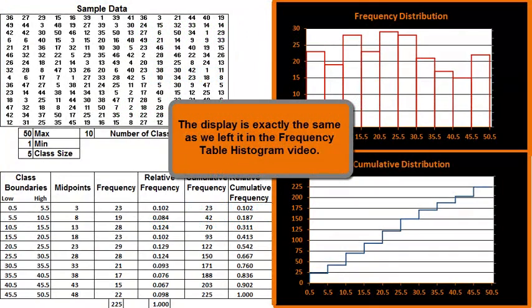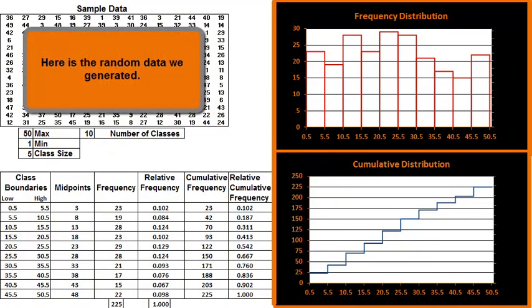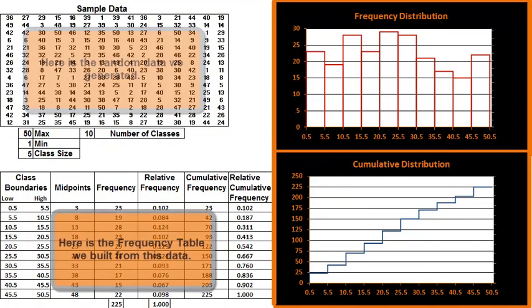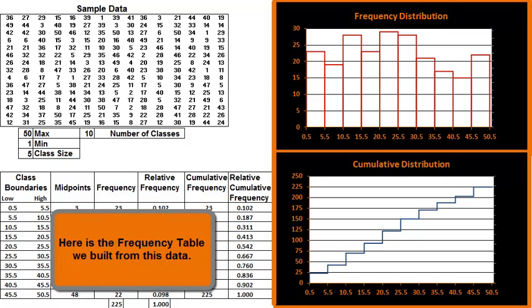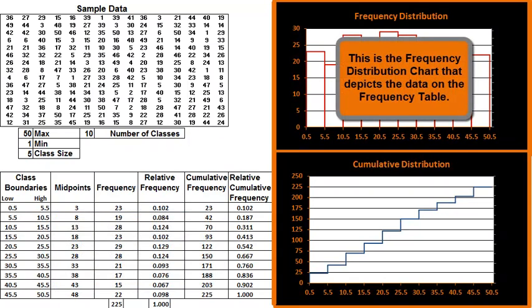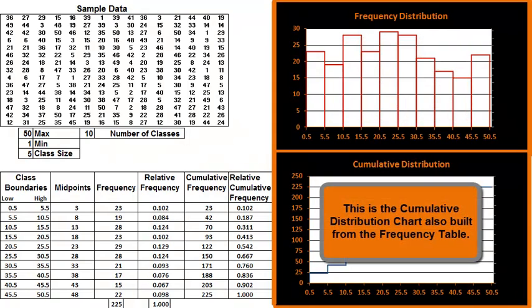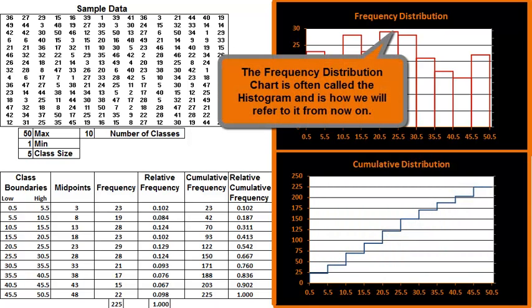The display is exactly the same as we left it in the frequency table histogram video. Here is the random data we generated. Here is the frequency table we built from this data. This is the frequency distribution chart that depicts the data on the frequency table. This is the cumulative distribution chart, also built from the frequency table. The frequency distribution chart is often called the histogram and is how we will refer to it from now on.